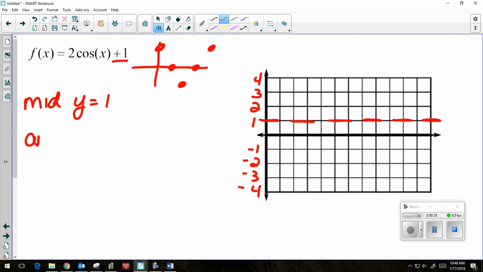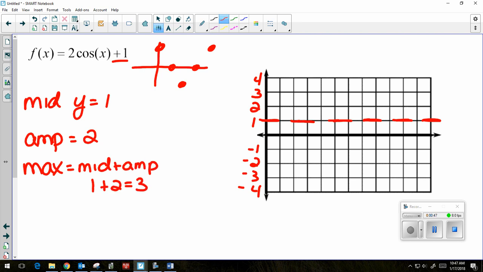My amplitude is the number in front, so my amplitude is 2. Your maximum is your midline plus amplitude. So 1 plus 2 gives me 3. The minimum is the midline minus the amplitude. So my minimum is 1 minus 2, which gives me -1.